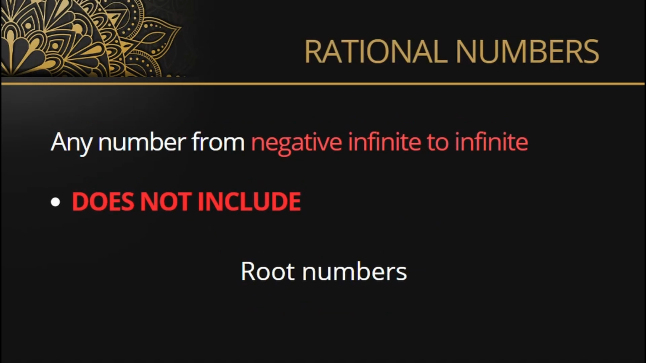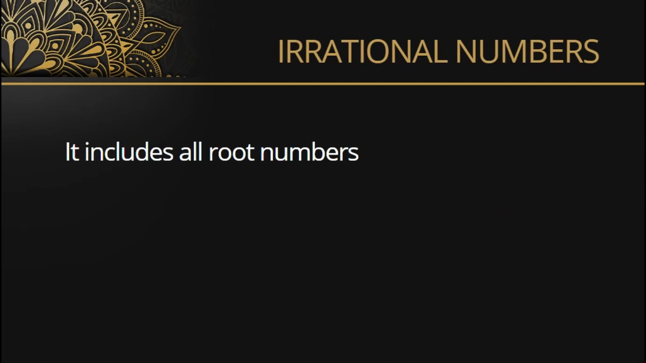Next, we are going to see rational numbers. It includes any number from negative infinite to positive infinite, but it does not include root numbers. It includes all the fractional numbers, like any numbers that can be written in the form of p by q, where q is not equal to 0, comes under rational numbers. Next, we are going to see what are irrational numbers. Irrational numbers include all the root numbers, like root 2, root 3, root 5, root 6, etc.